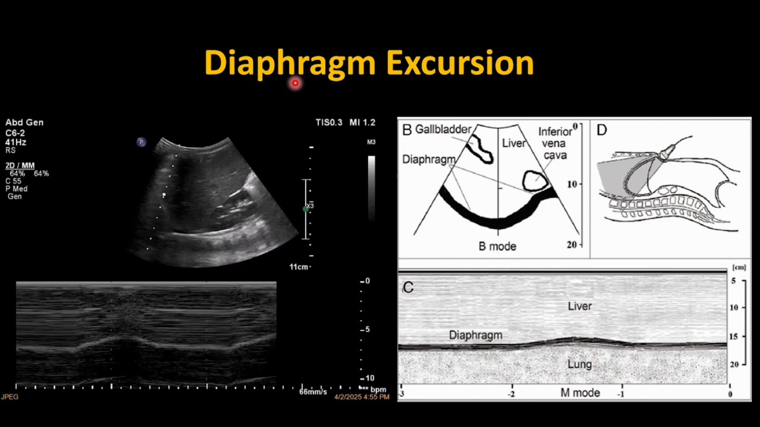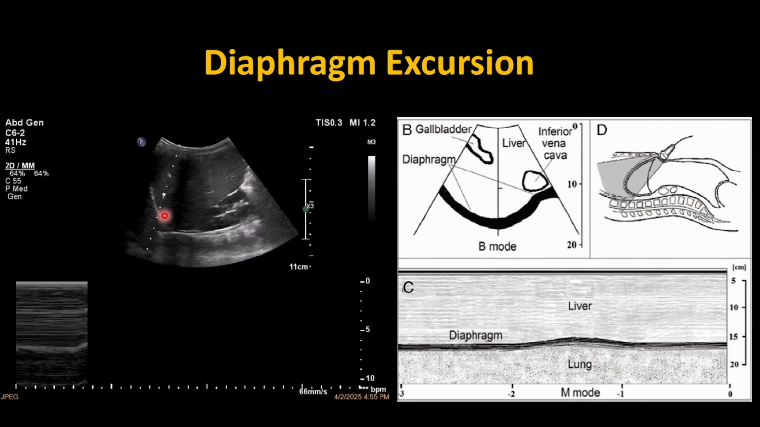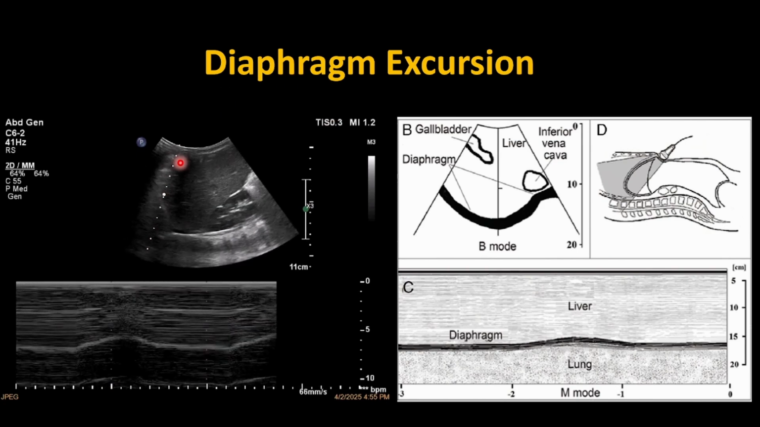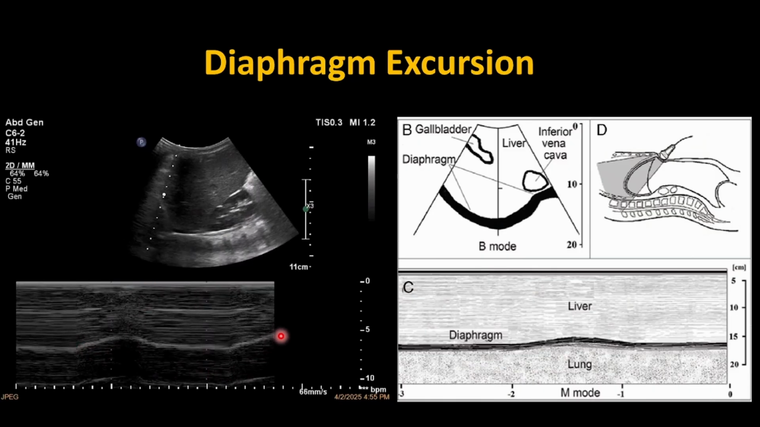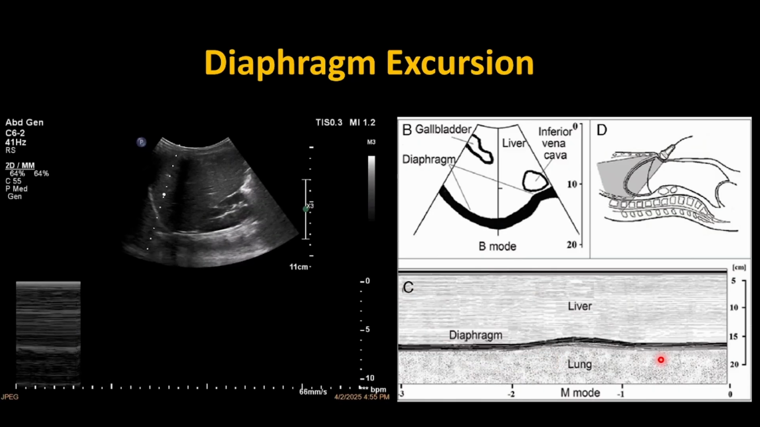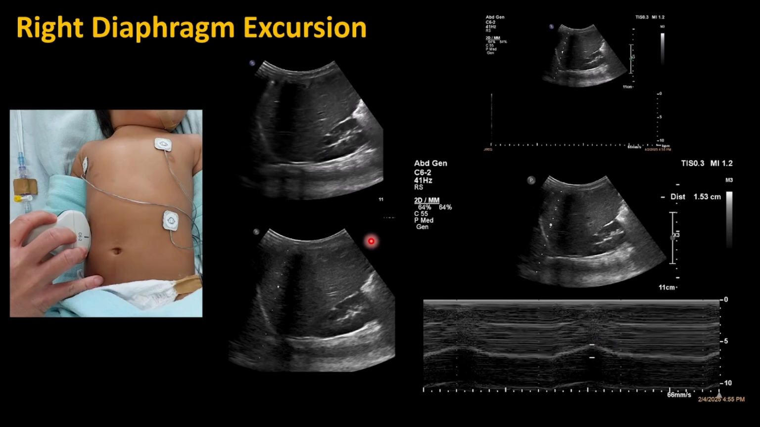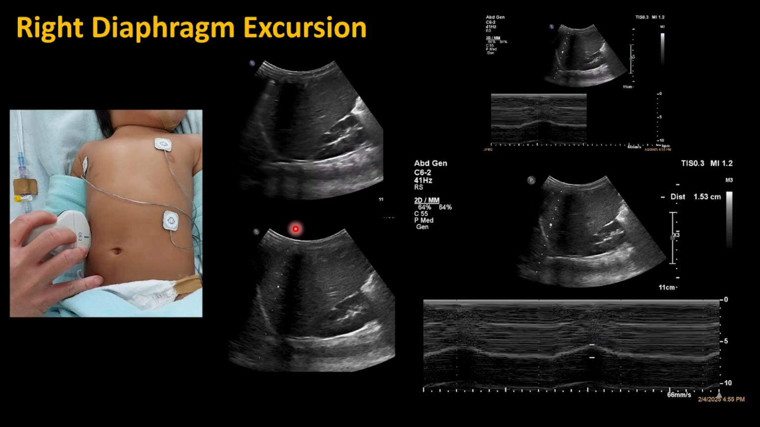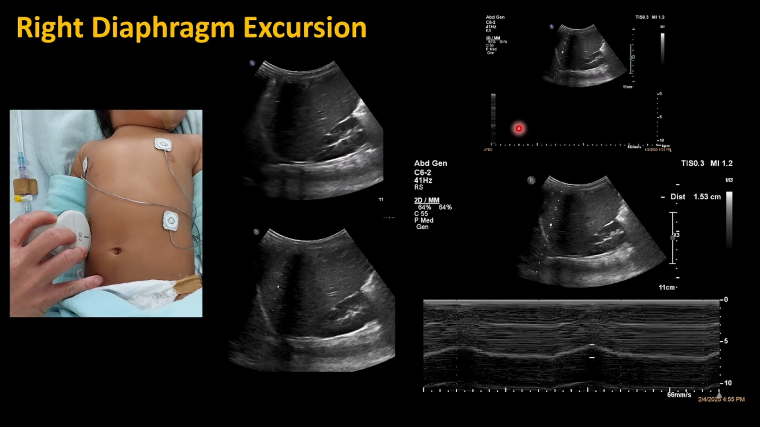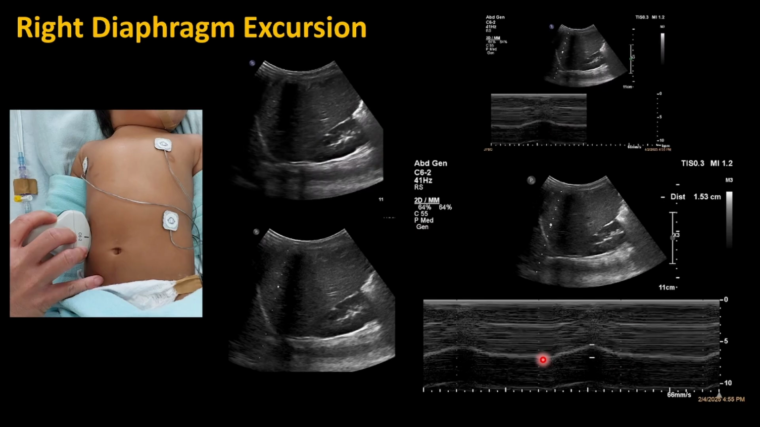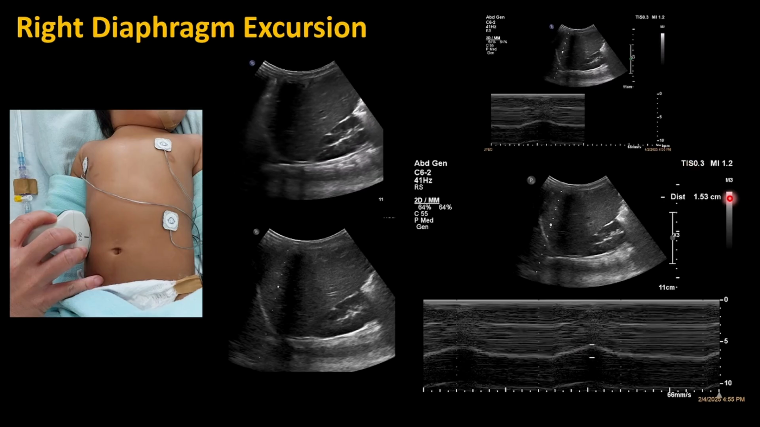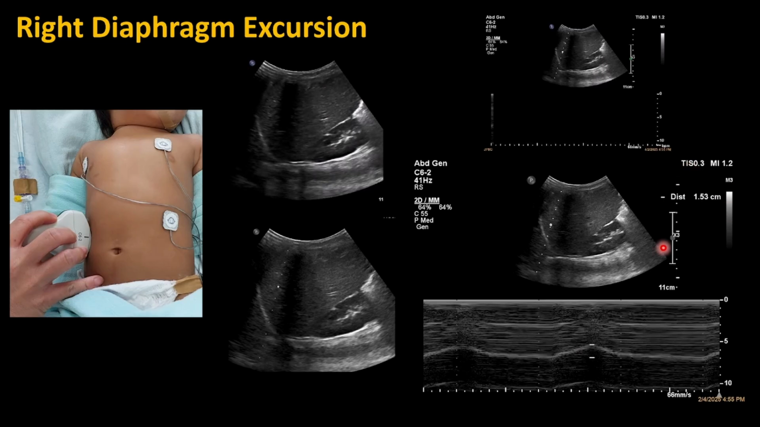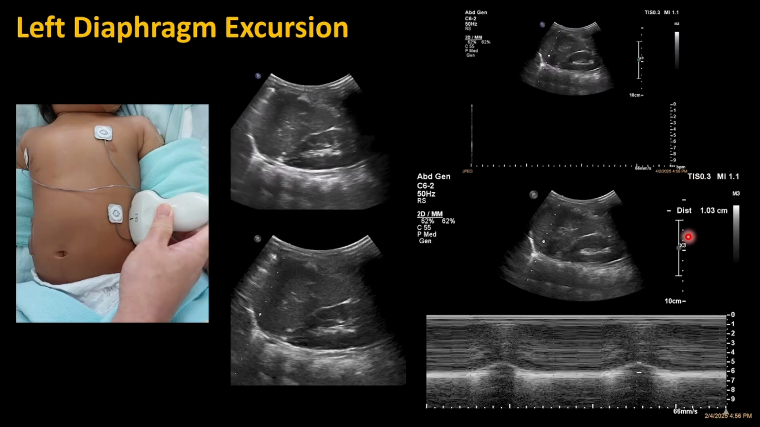So this is the diaphragm, and then we put an M mode across, and we're going to see the movement of the diaphragm by using the M mode. So this is the area of movement. This is the place that you put the probe, okay, and then when you put the M mode across, studying it, you measure the distance from the baseline to the elevation. For instance, this patient has a diaphragm excursion of 1.53 centimeter.